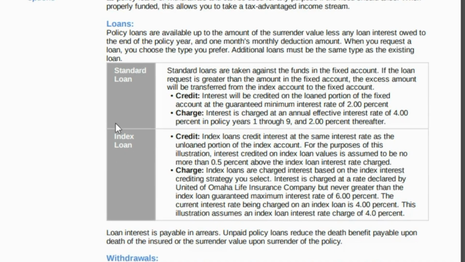So you can see where index loans could be very attractive to putting even your loan value to work for you at a higher rate of return, as long as you realize that in the years where you have a 0 and you hit the floor, all of your loan value did not return any crediting for you, and you actually had to pay 4%.